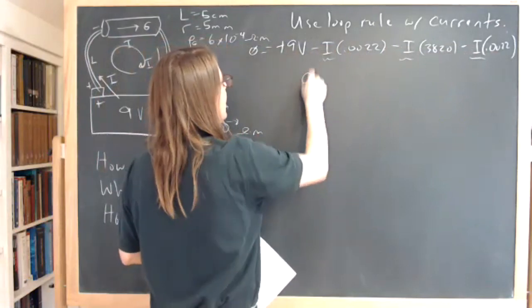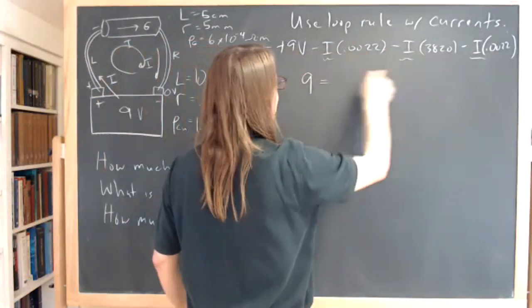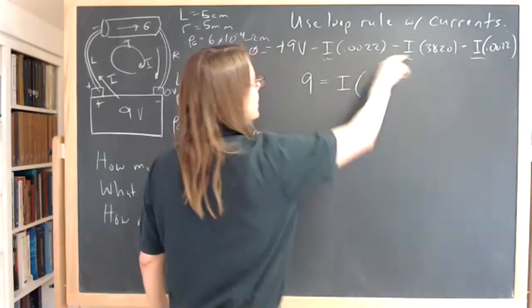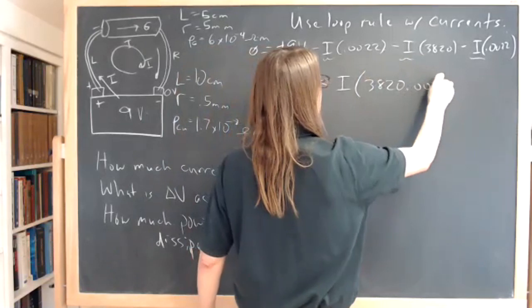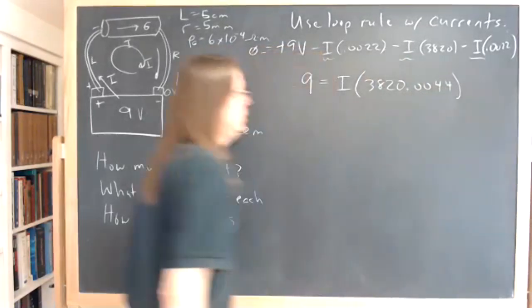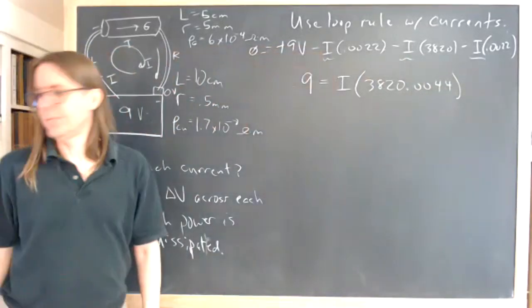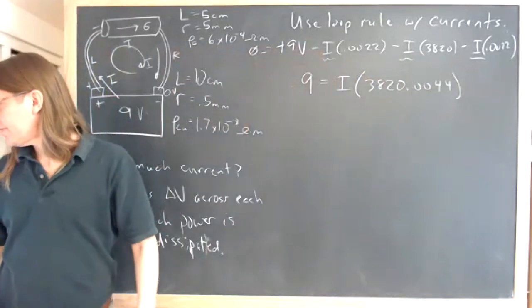I'm going to leave the 9 on this side. And on this side, I'm going to put I. And look here, it's 3820.0044. So this is where we start to gain some insight into how these things work.